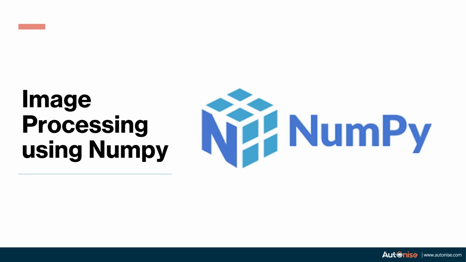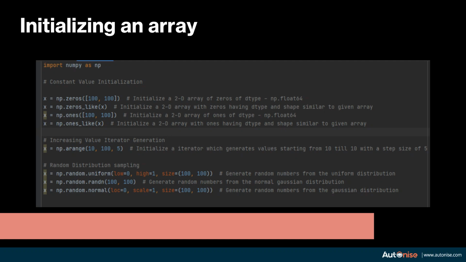So today we'll learn how to do image processing using NumPy. This is a quick recap of how NumPy works. First, we import NumPy and give it an alias np. To initialize an array x, you can use np.zeros and you can provide the size of the array. This will create a two-dimension array of 100 rows and 100 columns, and by default, the arrays are initialized by a dtype np.float64. So this will store float values having 64 bits.